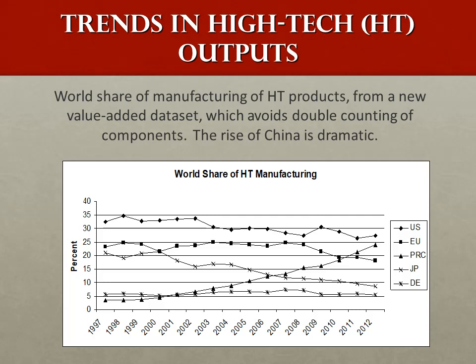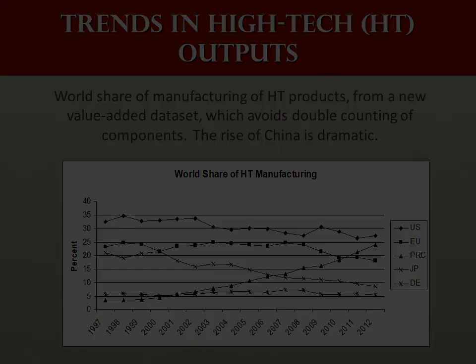And since this is a world share, you would expect if one player is greatly increasing their share like that, then other players would tend to go down. Their share would tend to go down, and that's kind of what we see. The United States, European Union, certainly Japan, their share is decreasing as China rises. The Germans, the bottom curve, have been able to fairly well hold their own in high technology manufacturing.